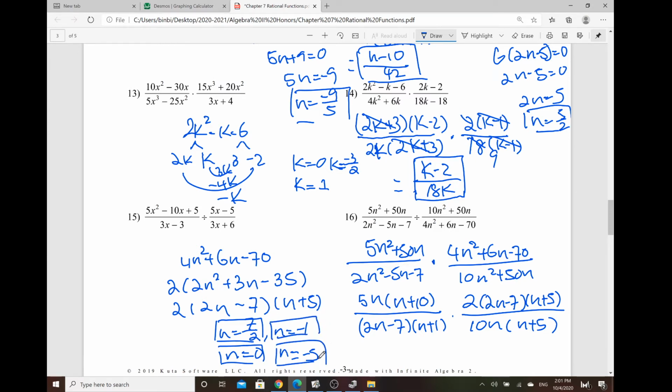And now don't forget to reduce. So 2n minus 7 cross cancels out with 2n minus 7. N plus 5, reduce that with n plus 5. 5n goes into 10n twice. 2 over 2, that's just 1. And then what's left here is just n plus 10 over n plus 1. So we're just simplifying the rational expression.